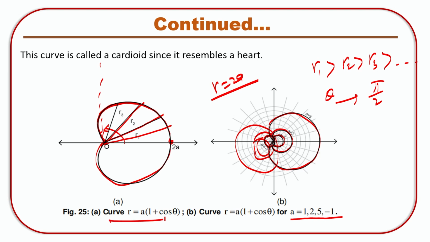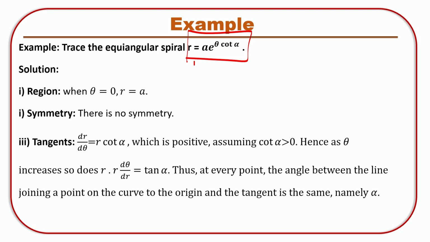So these are the curve tracing, and we traced the cardioid very successfully by using three properties. The first one is the symmetry, the second one is the region, and the third one is the tangents, and these give me the idea of how the cardioid has its shape. Now look at the next example, which is also a spiral form and is very important.